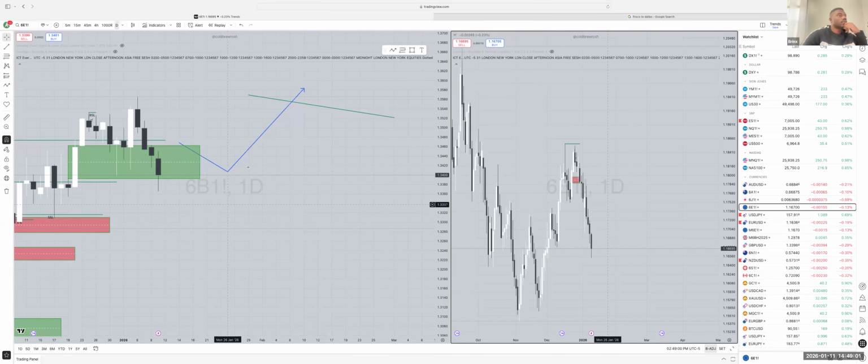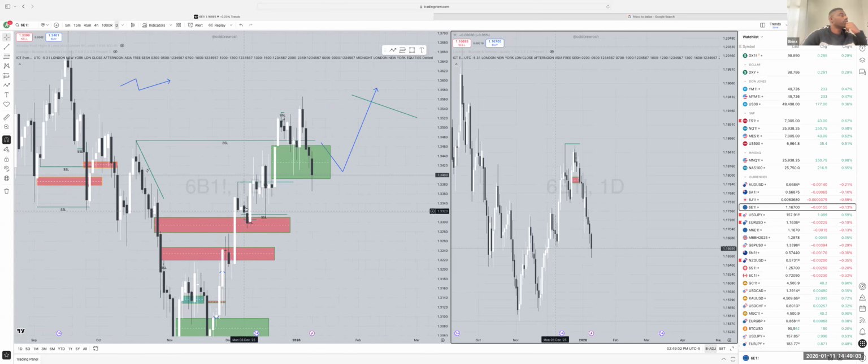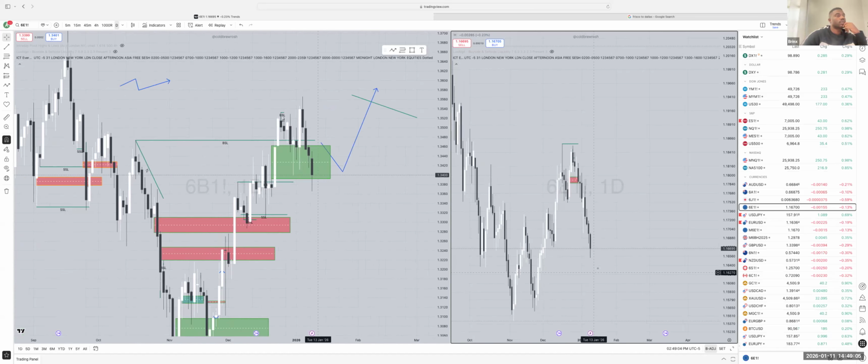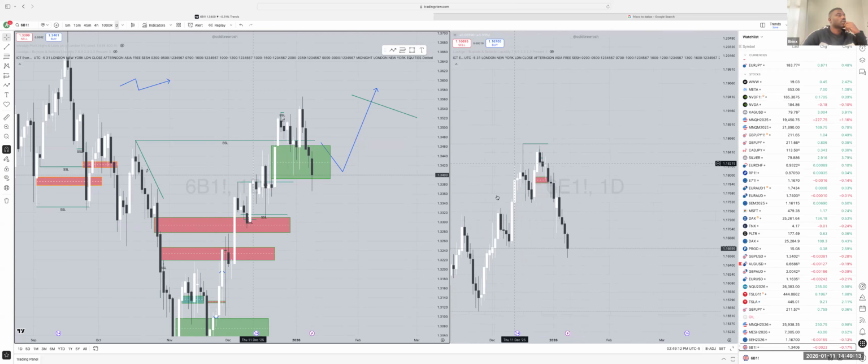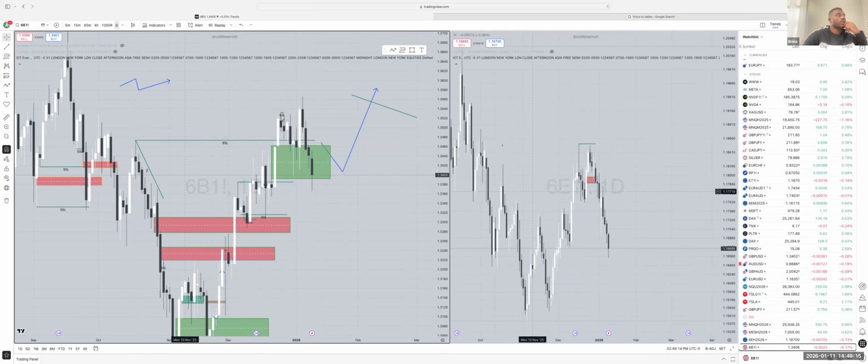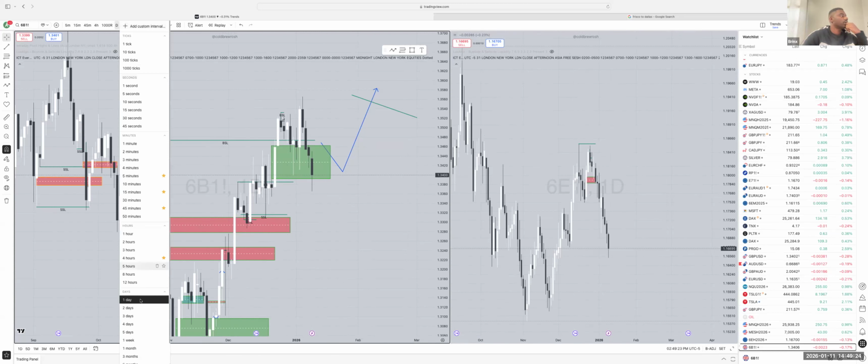Okay, so really looking here, if you look closely, you can see that the market inverted its gap right there, but did not invert its gap on euro or on pound.